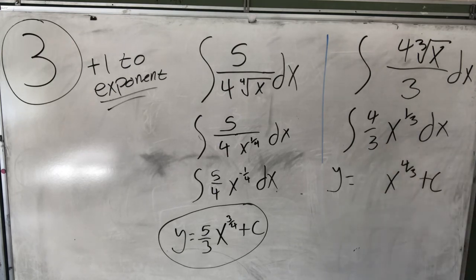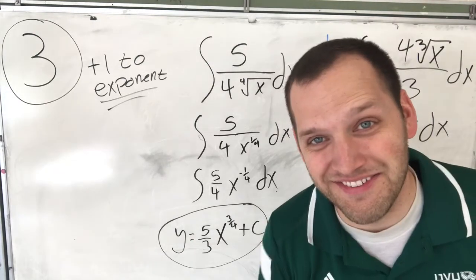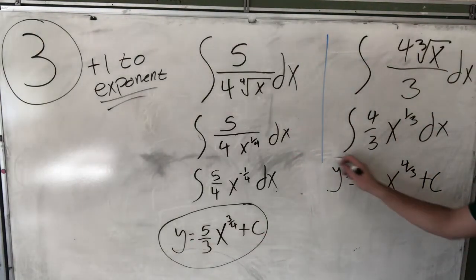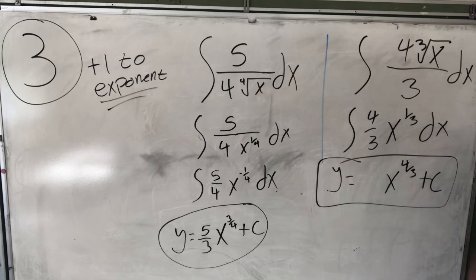4/3 times what is 4/3? This is an easy one. It's 1, so we don't have to put anything there. So the answer is y equals x to the 4/3 power plus c.